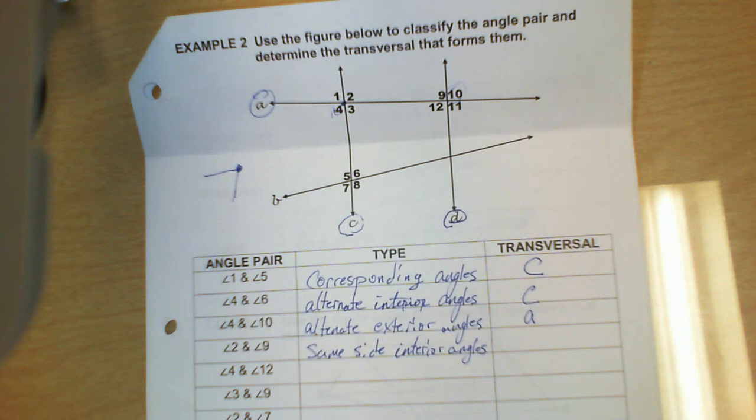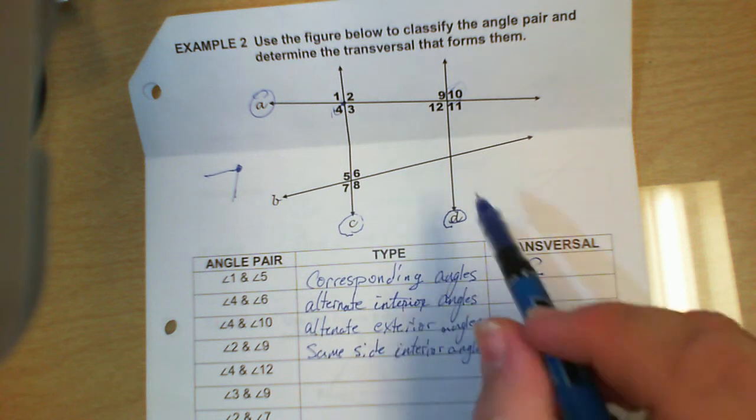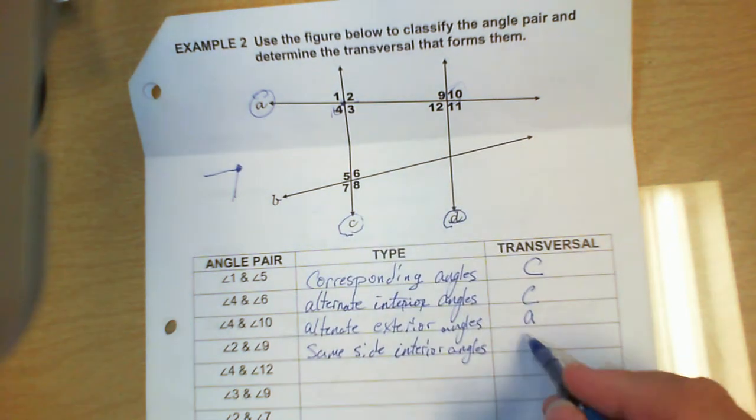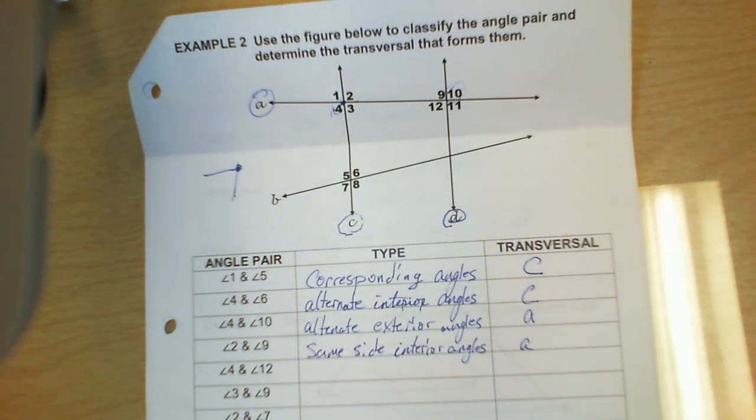And as long as on a quiz or a test, I can see what you're doing. And by the way, this might be something that you see on a quiz. Coming to a theater near you. Yeah? No? Okay. What is my transversal for 2 and 9? A. Very good.